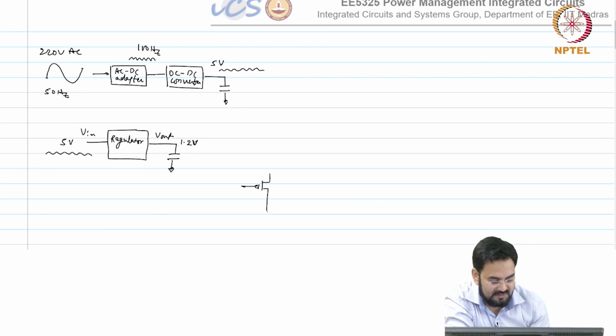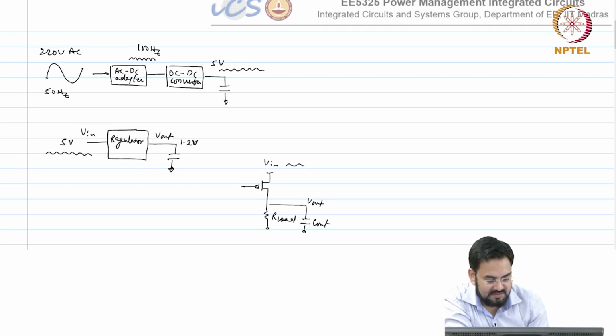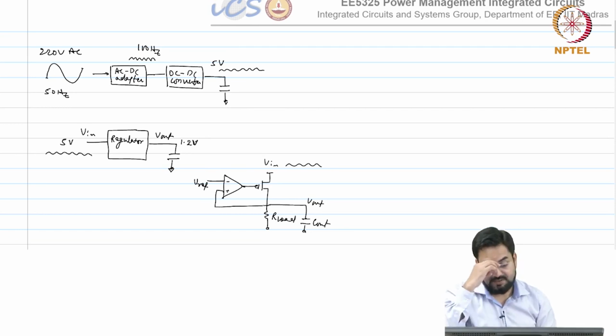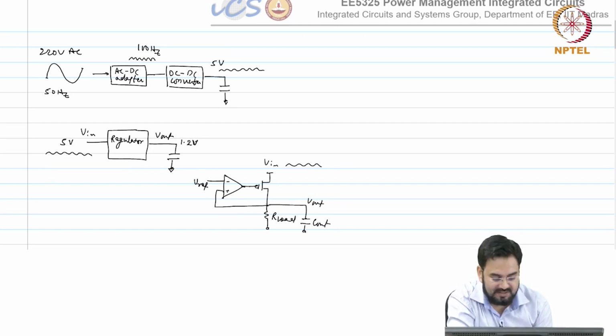You have this, this is your R load, and this is your output cap, V out. This is your V in, which has some ripple, and V ref. Okay. So, what would happen when any change appears here at the V out?